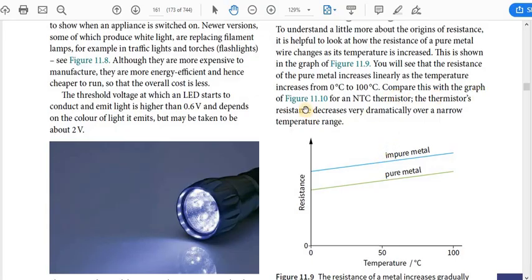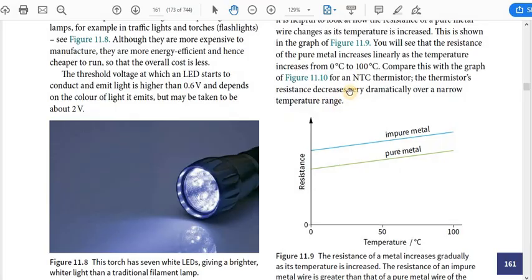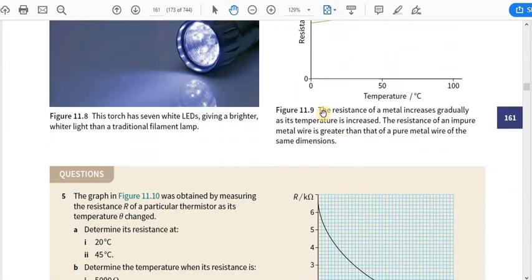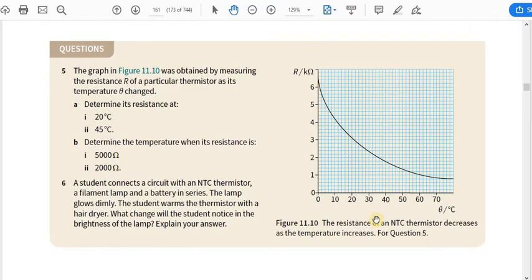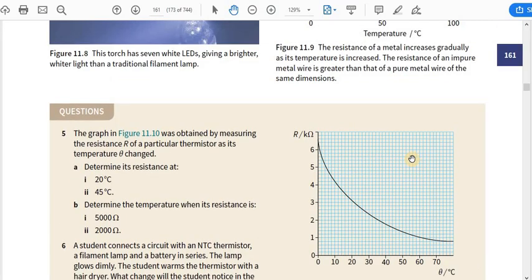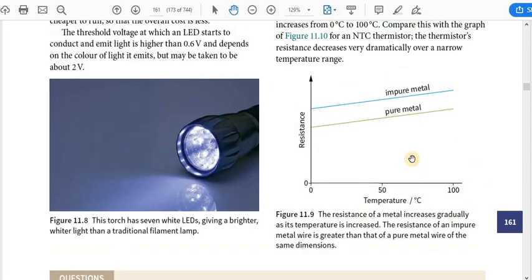Compare this with the graph of figure 11.10 for an NTC thermistor. The thermistor's resistance decreases very dramatically over a narrow temperature range. Okay, so 11.10, this is for the thermistor. When the temperature increases, the resistance decreases. I told you what an NTC thermistor is: negative temperature coefficient thermistor. So in these thermistors, the resistance decreases when the temperature increases.